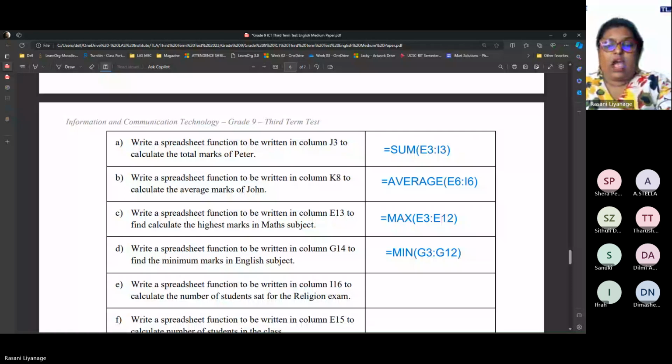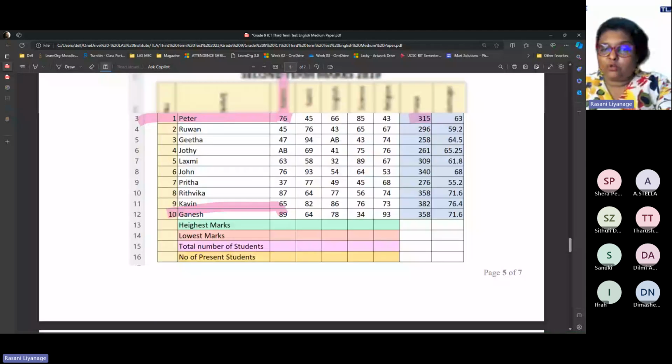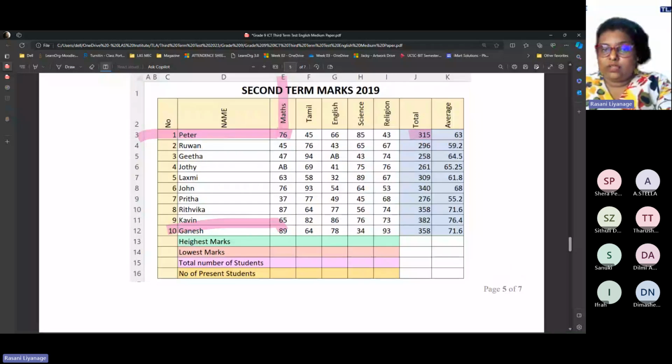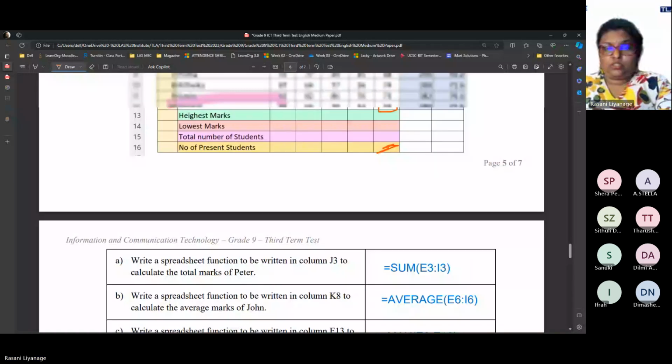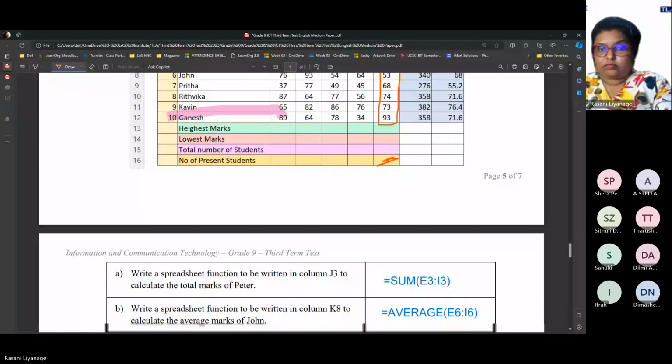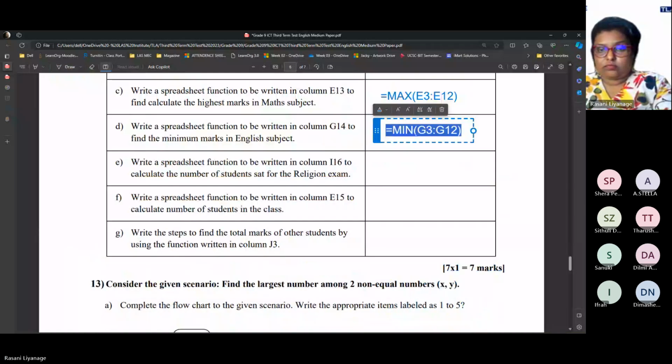Next. In I16, they ask us to put the count of everyone who sat for religion. So that is using COUNT. The marks are there for the whole set, so we count them. I3 to I12. So that is how.